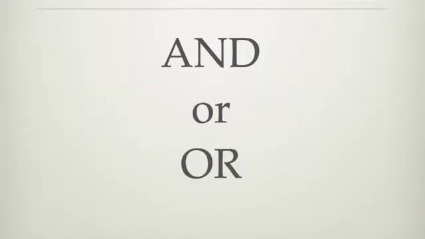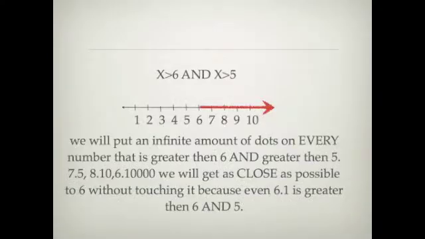Now, let's get into some language arts. And, or. If it says and, every number that is greater than 6 and greater than 5: is 6 greater than 6 and greater than 5? No, it's not. So we can't put it because it's and. It has to be both.